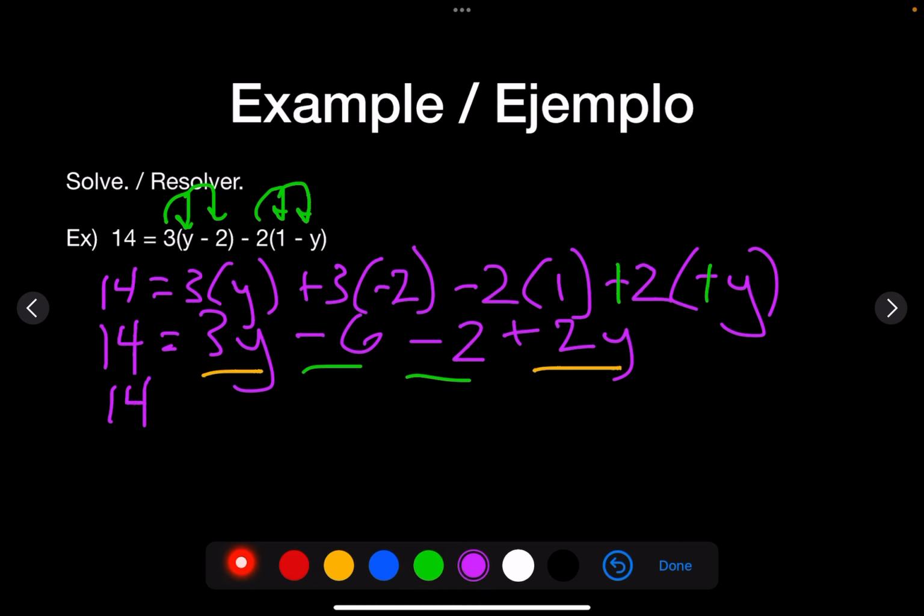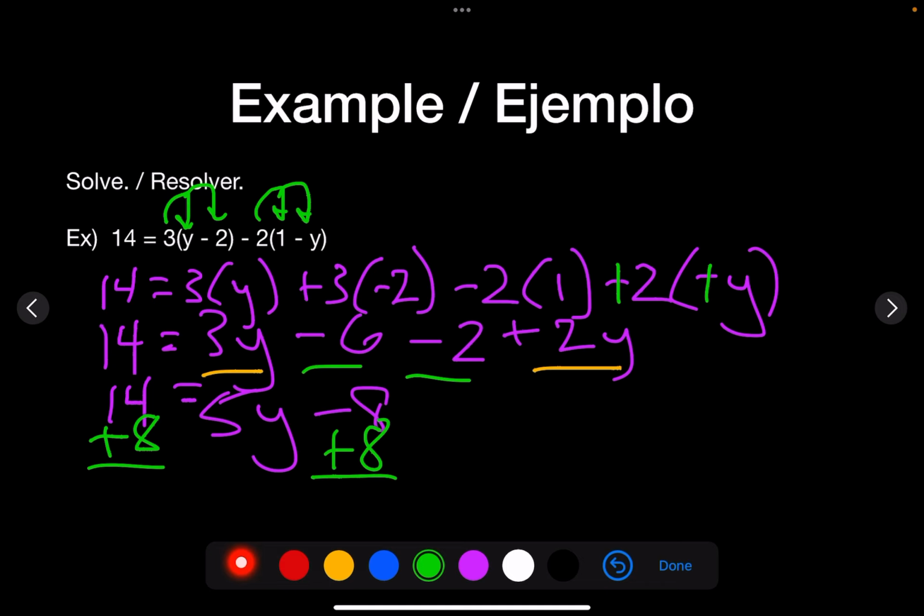So 14 is just waiting. Now 3y plus 2y, adding 3 and 2 for a sum of 5y. And then we have the -6 minus 2. That's like adding, but because they're both negative, the sum is going to be negative, and 2 plus 6 is 8. And that needs to go join its like term on the other side of the equation. So we use the addition property of equality, that what you do to one side, you do to the other, using its inverse. And so then we have 8 plus 14, which is 22, is equal to 5y.